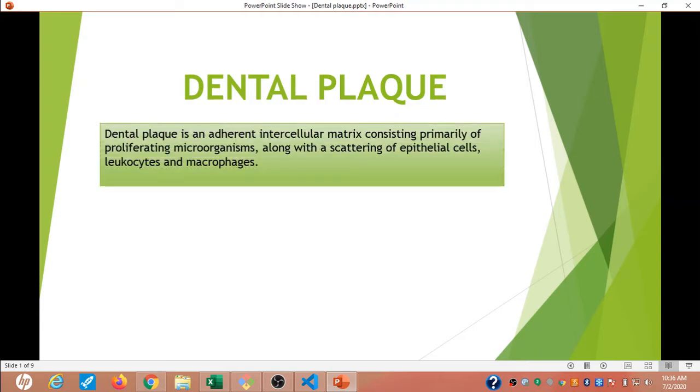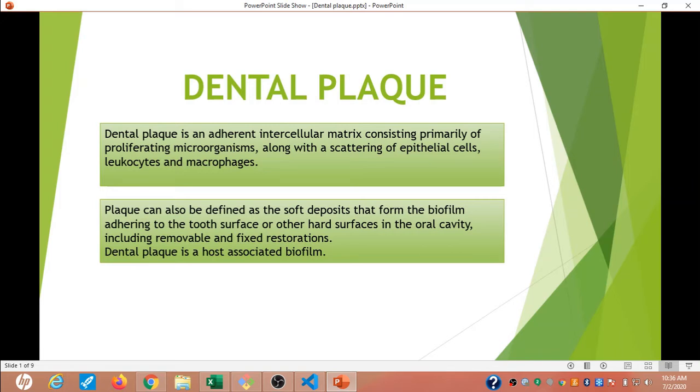So what is dental plaque? It's an adherent intercellular matrix consisting primarily of proliferating microorganisms along with a scattering of epithelial cells, leukocytes and macrophages. So it's an adherent intercellular matrix. It consists of microorganisms, then epithelial cells, leukocytes, and macrophages.